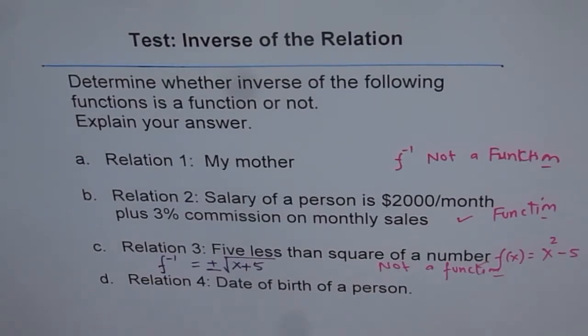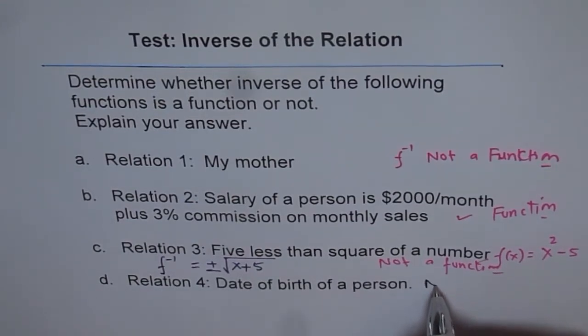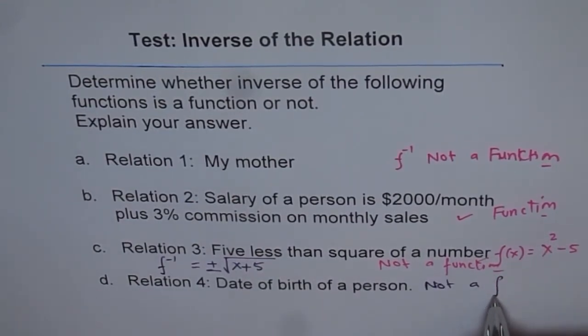Relation 4, date of birth of a person. Now that means the inverse will be, if you are given a date of birth, find the person. Well, on the same date many people can be born, so it is not a function, right? So this is not a function, correct?